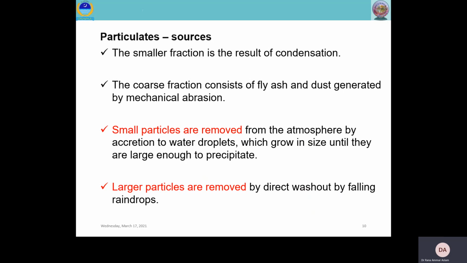This fact I have been repeating again and again: the size is very important when we talk about particulate matter. The smaller the size, the greater the harm. That's why I have presented this information in this lecture.